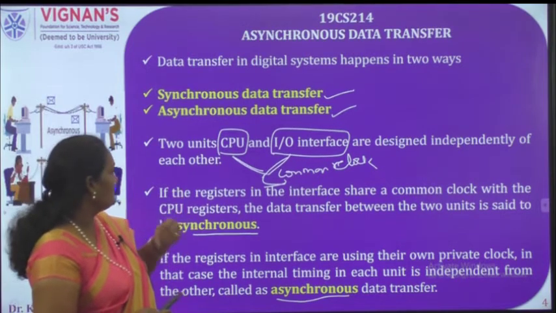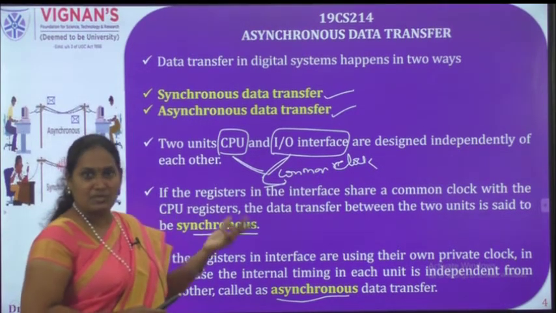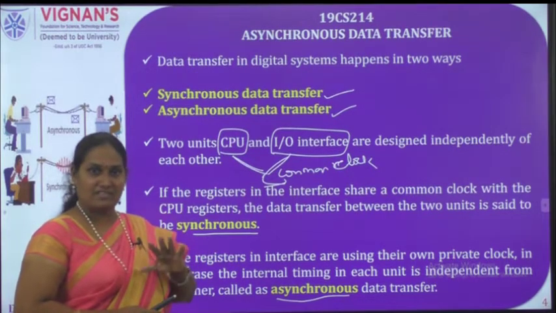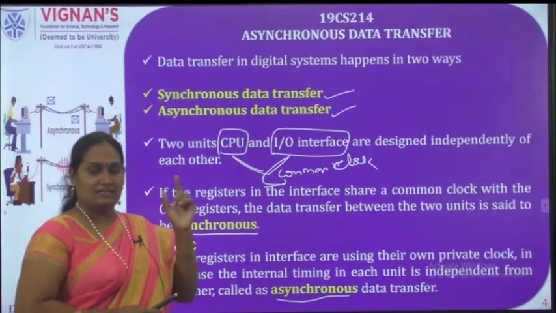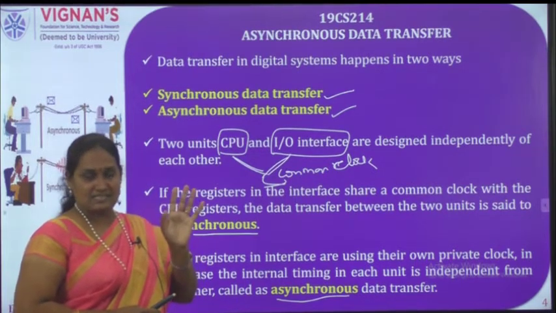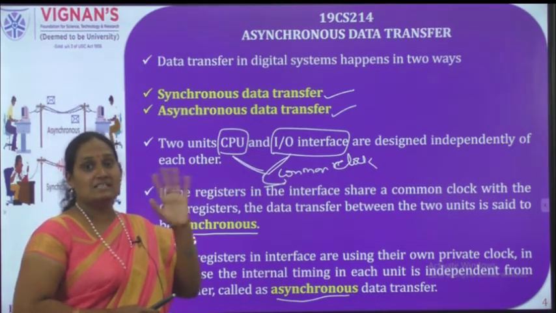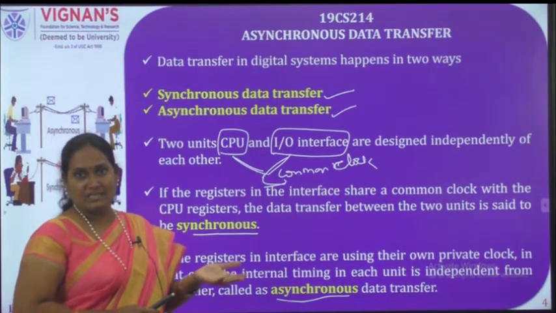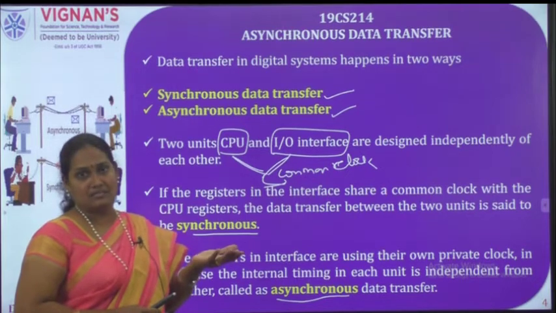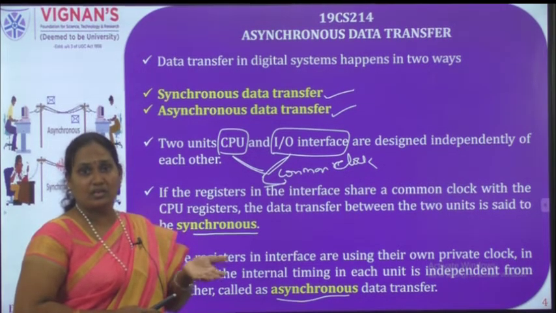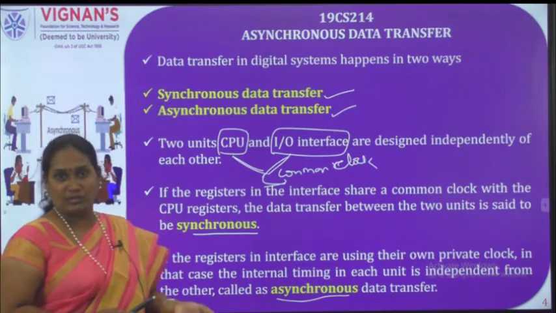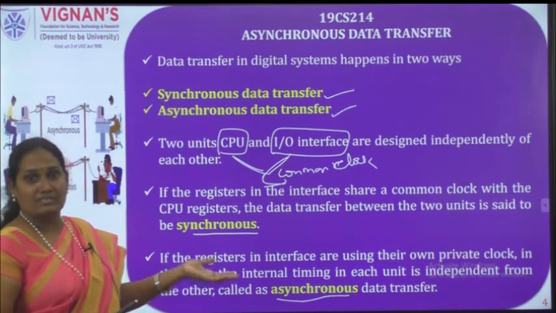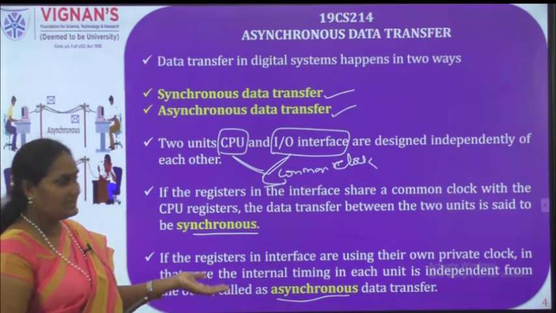So, here we are talking about two devices. One is CPU and other is I/O interface. So, CPU has some of its own registers. I/O interface is also having its own registers. So, the data transfer should be done between these registers. Now, if these registers are having a common clock, then the data transfer is called synchronous. If these two are having different clocks, so the I/O interface is having its own private clock, in that case, the data transfer between those registers is called asynchronous data transfer.